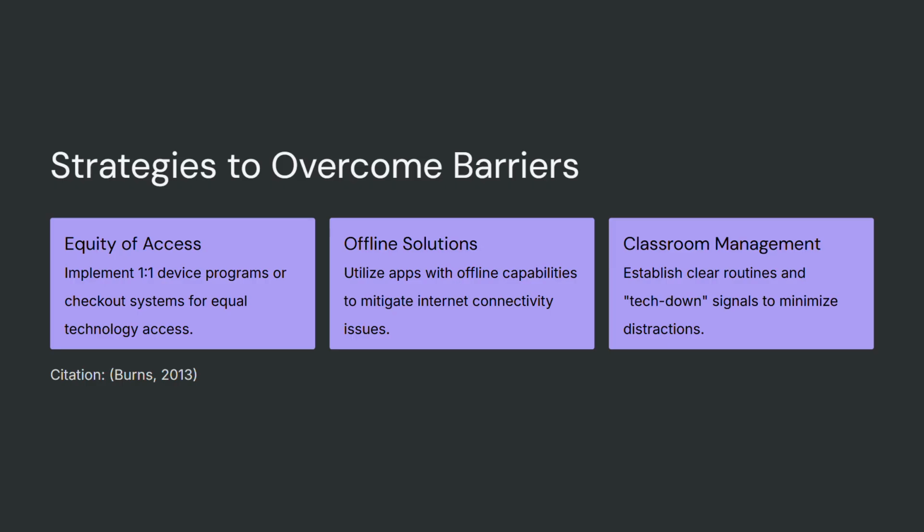And for the Wi-Fi issue and just faulty internet, what you can do is make sure these apps work offline, right? Because if they work offline, you don't necessarily need internet. And at the end of the day, for distractions, the best way to go forward is good classroom management. You need to have clear routines, right? You need to have tech-down signals so students know when to put their screens away. You need to have stuff like that.